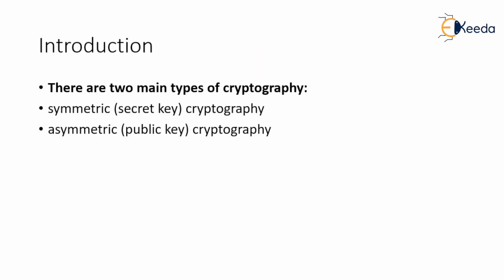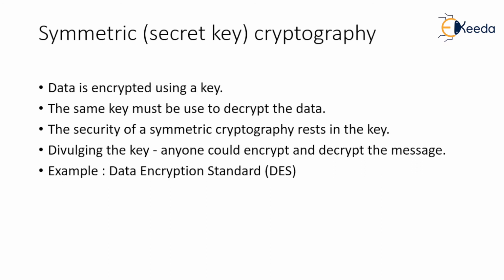To begin with the Knapsack, we just brief the introduction of the two types of cryptography techniques which we have already studied, and that is the asymmetric and the symmetric one. We all know that the symmetric is the secret key cryptography and the asymmetric is the public key cryptography. In symmetric key cryptography, data is encrypted using a key. The same key must then be used to decrypt at the receiver's end. The security of the symmetric cryptography rests in the key, and divulging the key means anyone could encrypt and decrypt the message. The example which we have studied is the DES algorithm.